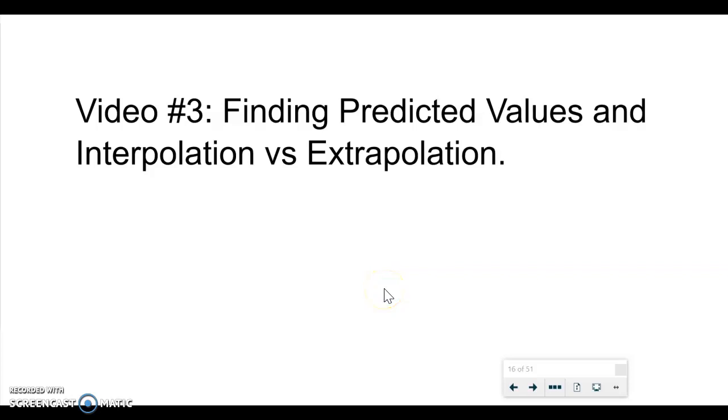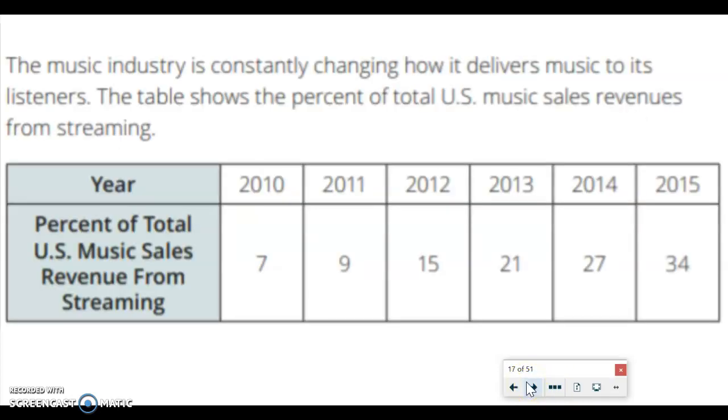Okay, guys, so for today, we're going to be looking at the idea of interpolation versus extrapolation, and also finding predicted values using our line of best fit, or least squares regression line, which we talked about last week. So I want to jump into a question in which we're given some data in which the music industry is constantly chasing how it delivers music to its listeners. The table below shows the percentage of total US music sale revenues from streaming.